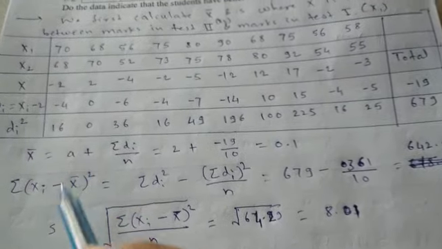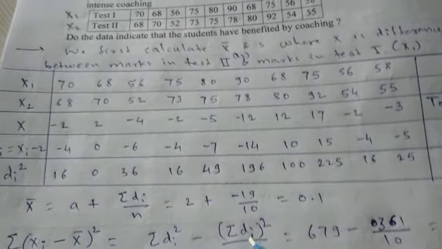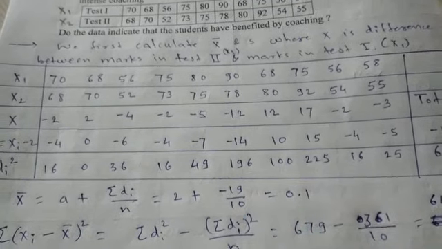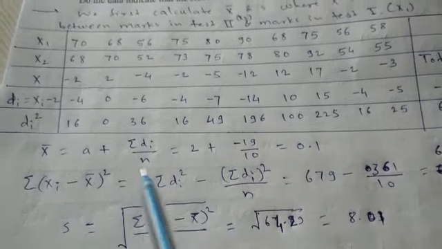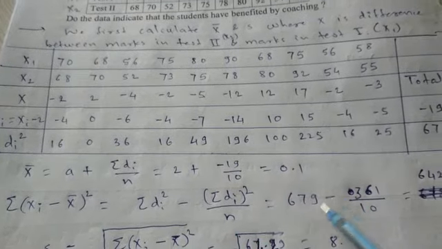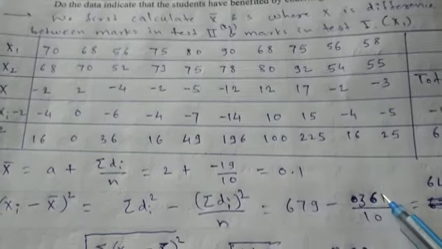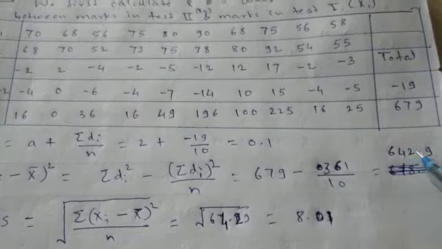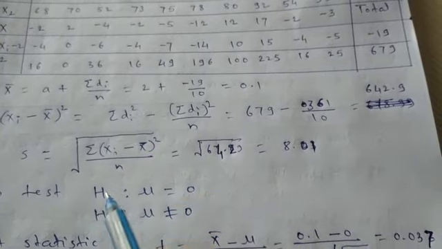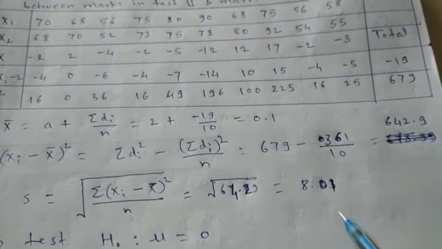We know these two formulas. X bar equal to a plus summation of di by n. So here a is 2. So 2 plus summation of di, which is minus 19, by 10, which is 0.1. Summation of xi minus x bar square equal to summation of di square minus summation of di whole square by n. So this is 679 minus, summation of di square, minus 19 square, 361, divided by 10, which is 642.9. Therefore s equal to under root of summation of xi minus x bar square by n, which is under root of 642.9 divided by 10, 64.29, which is 8.01.